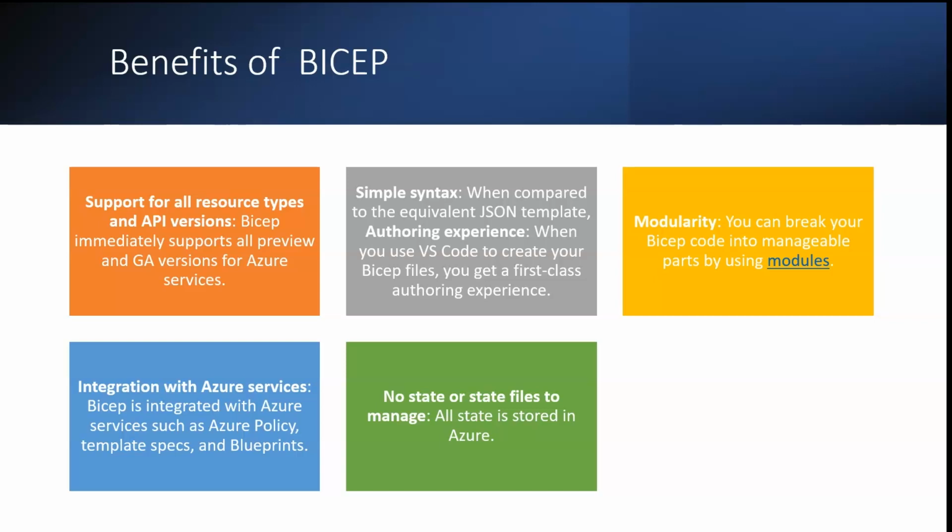If you know a little bit about Terraform, it manages the state in your system from where you're deploying. So if there is a change in your template, it keeps track of that. But in Bicep there is no state or state files to manage. All state is stored on Azure. Suppose you are deploying something into the same resource group; it will maintain that state and will deploy only the change you are asking it to deploy. That is a great benefit. I also want to mention that it is not a replacement for Terraform.